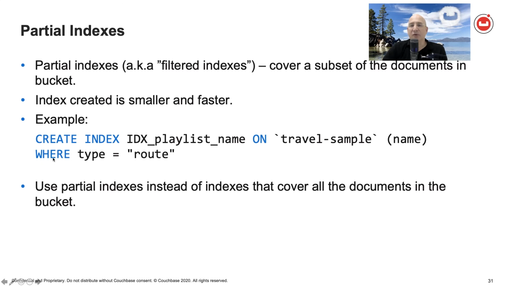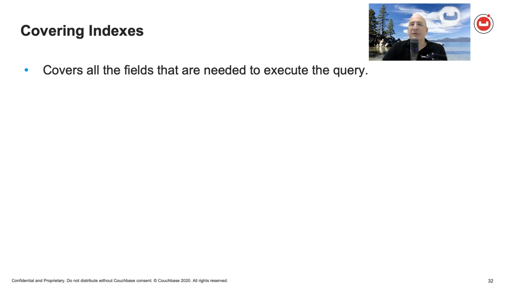Notice the where clause, which is a logical expression that filters which documents will be covered by the index. It is a best practice to use partial indexes instead of indexes that cover all the documents in the bucket. Another type of index is called a covering index. Covering indexes cover all the fields that are needed to execute a query. A covering index delivers the best performance since Couchbase will not need to read any data from the documents. It has all the data that it needs in the index itself.